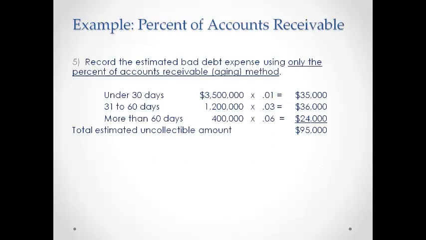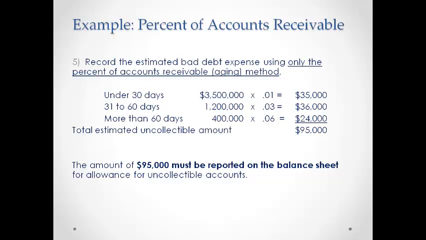Next, record the estimated bad debt expense using only the percent of accounts receivable aging method. Each category of the aging is multiplied by the percent that is proven to be historically uncollectible to get the estimate of the amount not expected to be collected. The amounts are totaled, and the total must be the balance in the allowance for uncollectible accounts reported on the balance sheet.